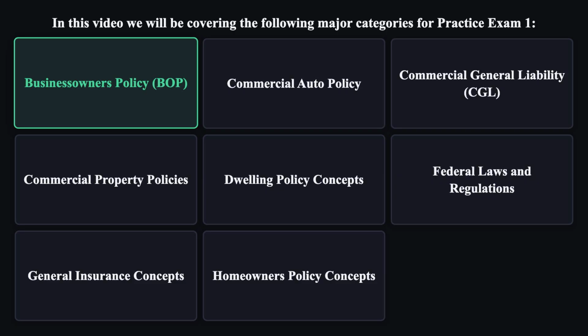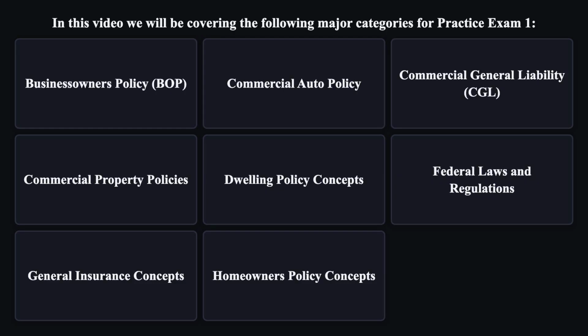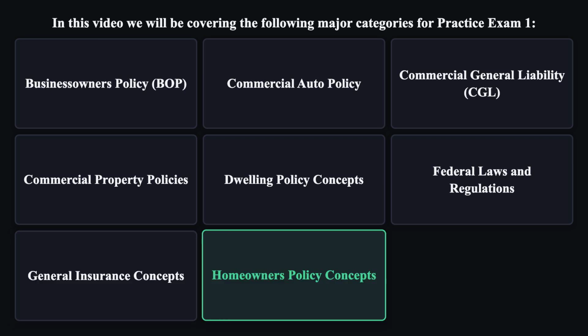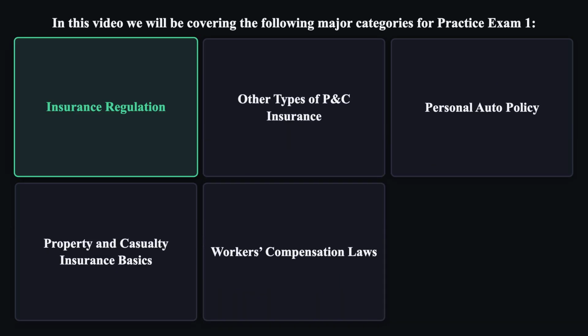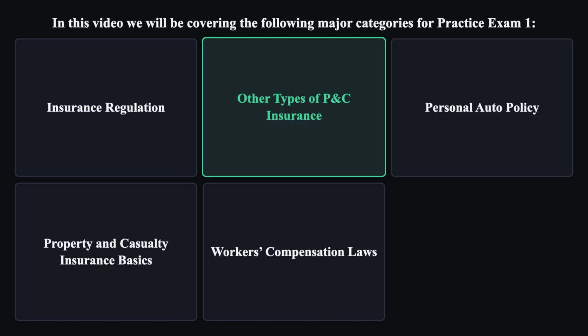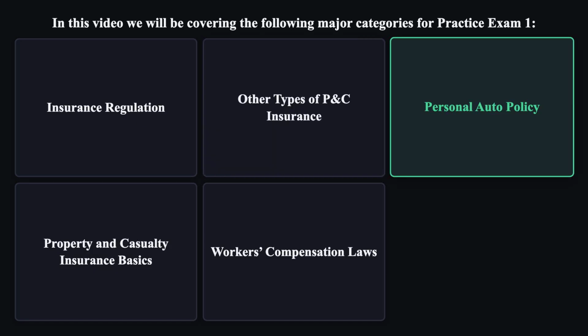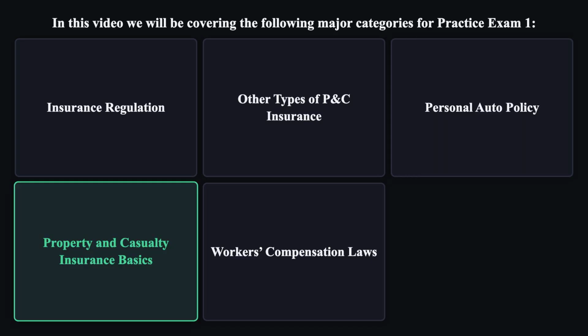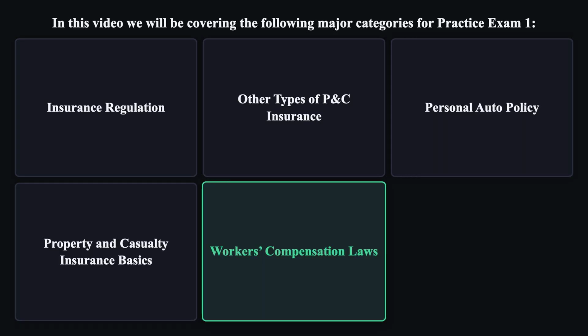Business Owner's Policy, Commercial Auto Policy, Commercial General Liability, Commercial Property Policies, Dwelling Policy Concepts, Federal Laws and Regulations, General Insurance Concepts, Homeowners Policy Concepts, Insurance Regulation, Other Types of P&C Insurance, Personal Auto Policy, Property and Casualty Insurance Basics, Workers' Compensation Laws. Let's walk through the format.